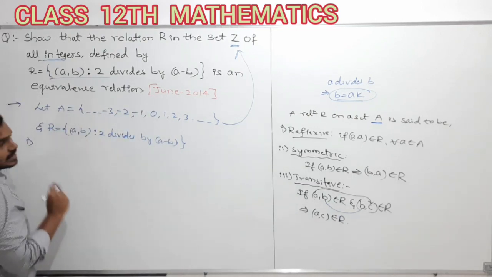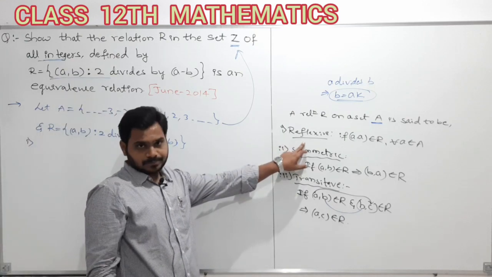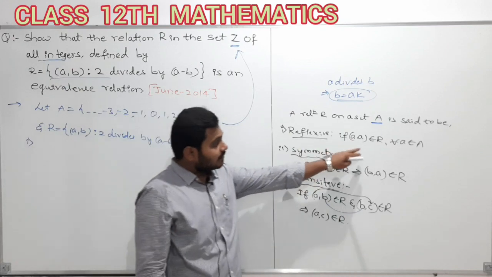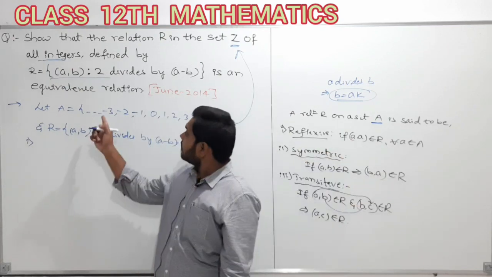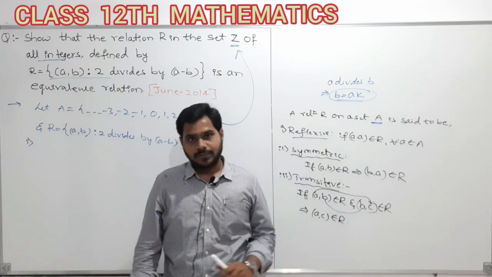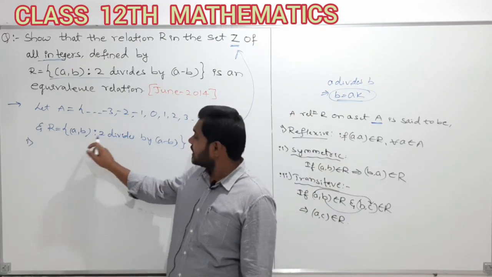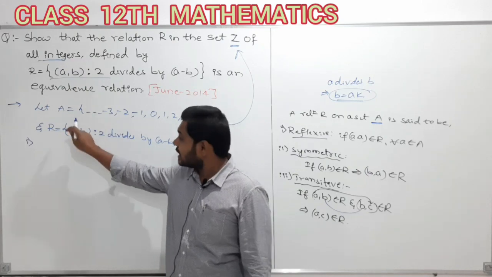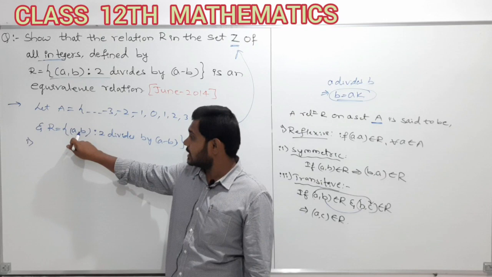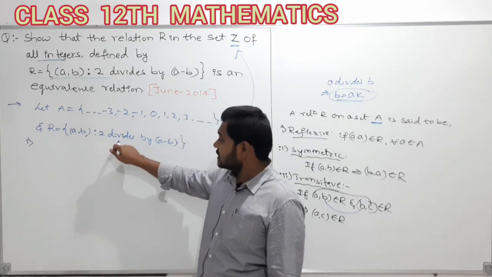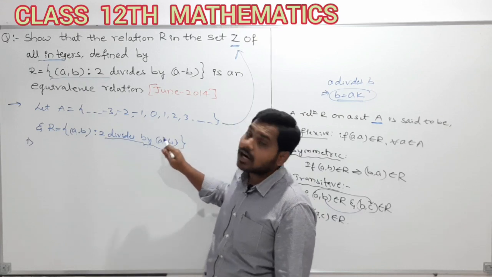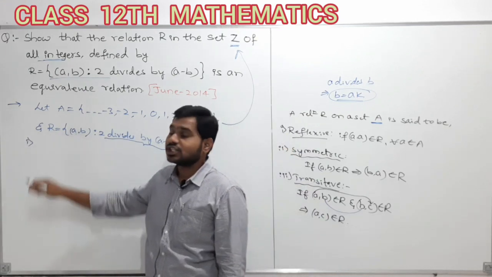Now, my dear students, first I will discuss reflexive. We should check the reflexive condition. So what is the reflexive condition? Reflexive means every element of A must be related to itself. So how are the elements relating? In the relation R, whichever ordered pairs satisfy this condition will be there in the relation R.